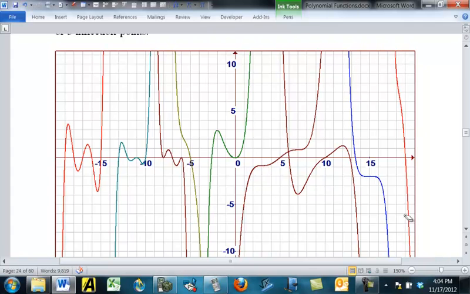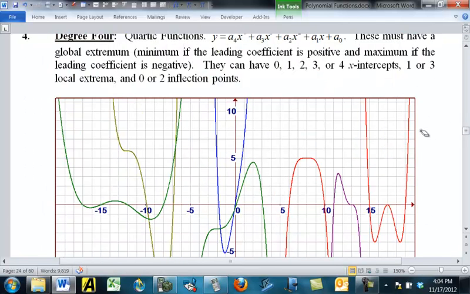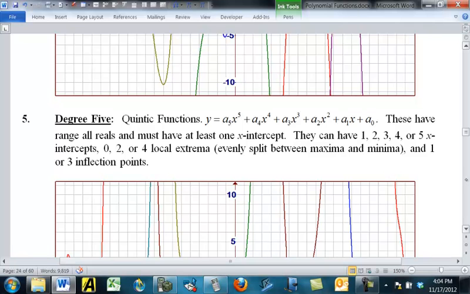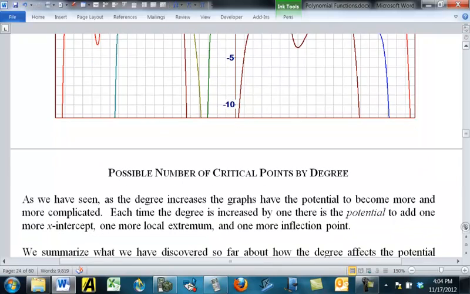It could even degenerate down to something like this, which has just 1 inflection point, or this one, which is just kind of like x to the 5th. So as you see, the bigger the power, the more complicated things can get, but it can only get so complicated, and eventually it has to settle down by the end behavior.